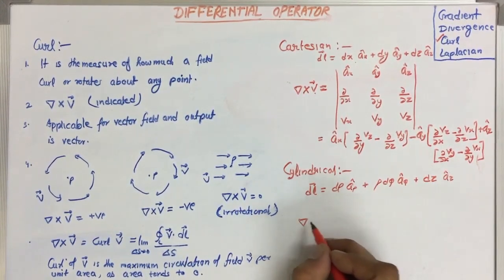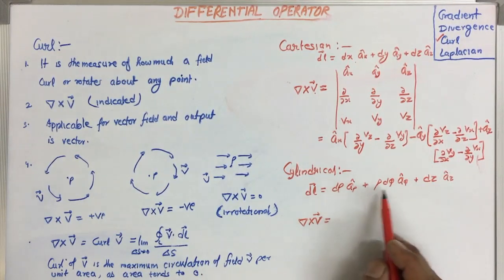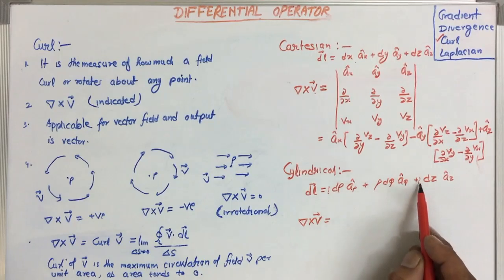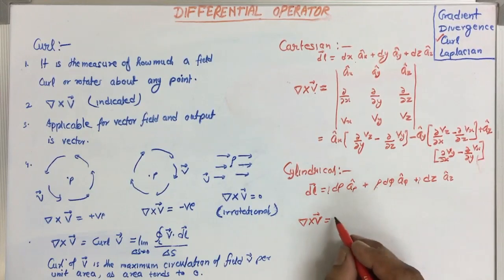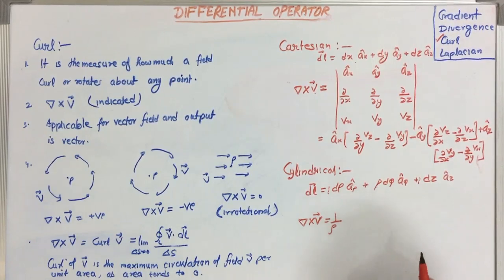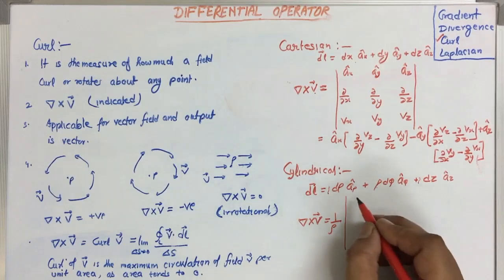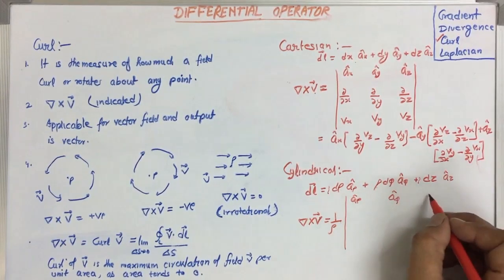Now the curl of vector field V in cylindrical form can be written as follows. The coefficients here are 1, rho, 1. So just multiply the coefficients: 1 multiplied by rho multiplied by 1 will be rho. So outside it will be written as 1 by rho. This is to make everything simpler for solving the problem. Here the unit vectors are a rho, the second unit vector a phi, and the third unit vector az.